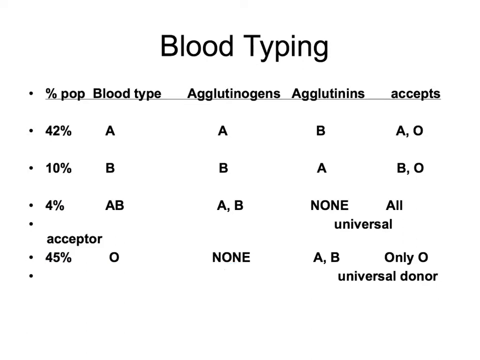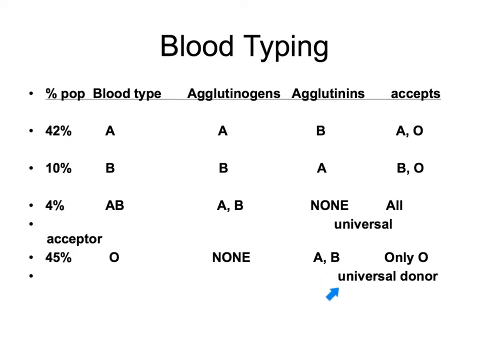They can also have antibodies that they would react against, and that's our agglutinins. Ins are enemies. So what would they react against? A type A blood would react against B. A type B blood would react against A. AB does not react against any type, so it is a universal acceptor. It will receive all blood types. Type O blood has both A and B agglutinins, and so it will only receive type O blood.